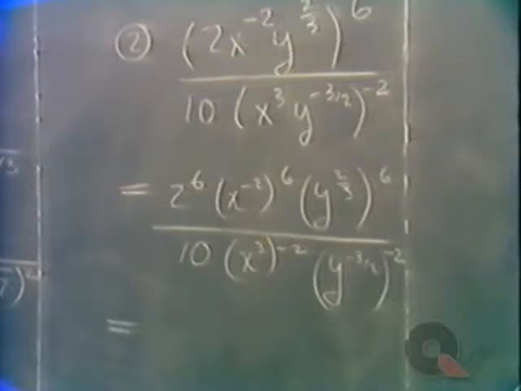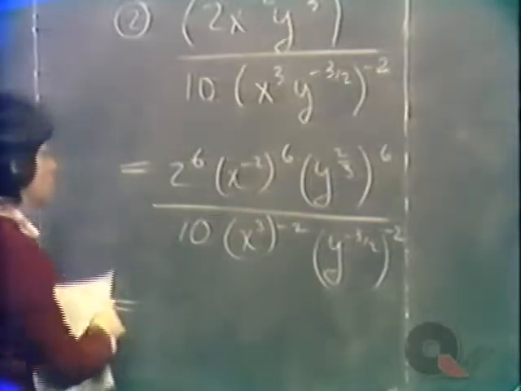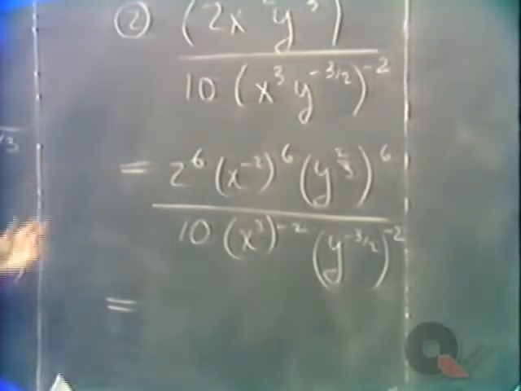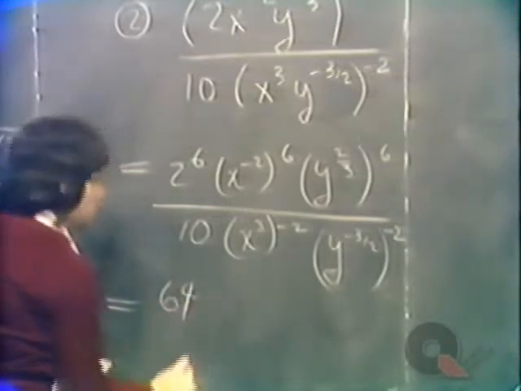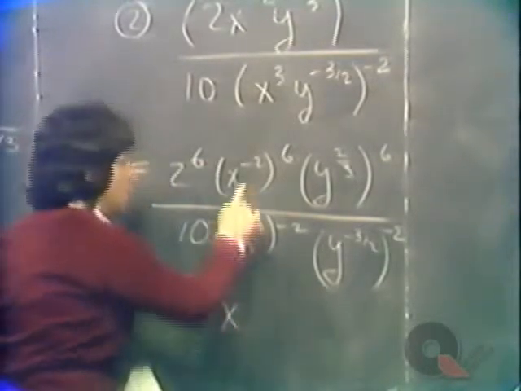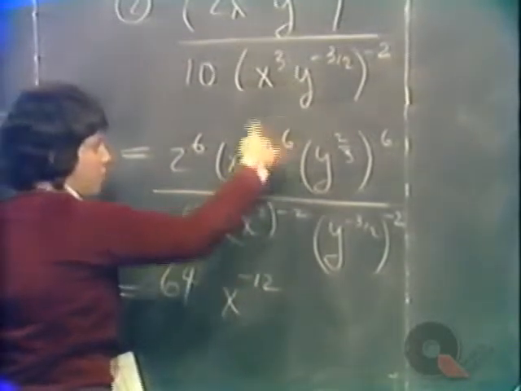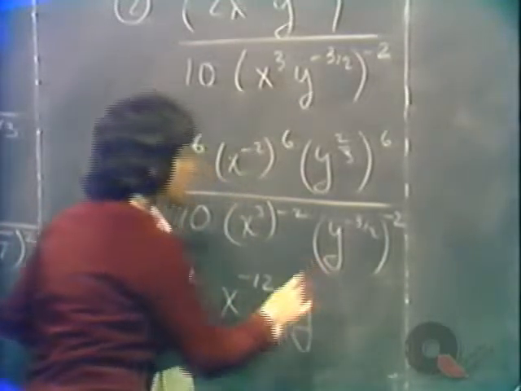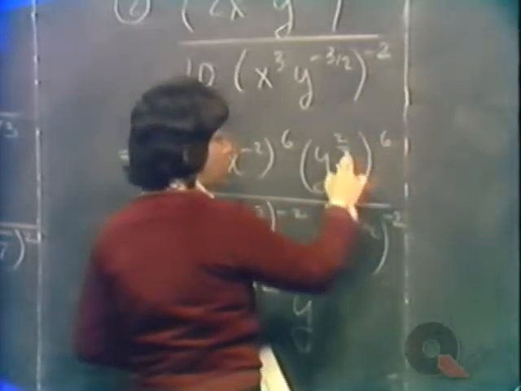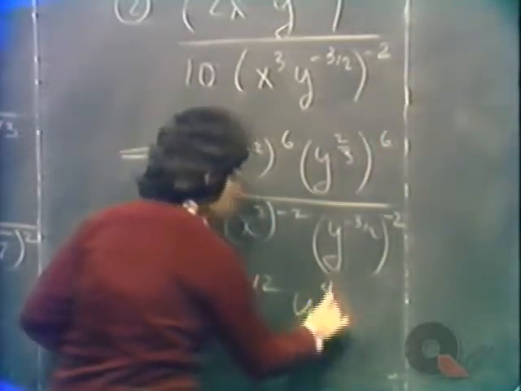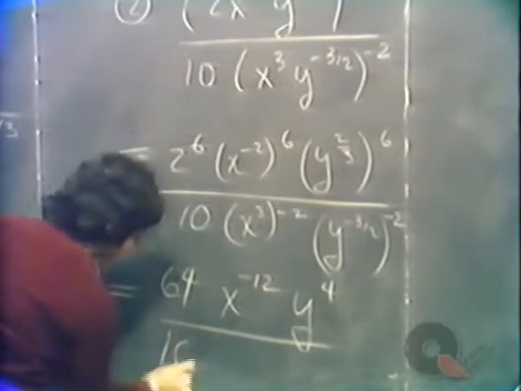Let's see what we have. 2 to the 6th. 2 times 2 times 2 and so on gives us 64. X to the minus 2 to the 6th power is x to the minus 12th power. You just multiply the powers. Y to the 2/3 power to the 6th power, you just do 2/3 times 6. 3 goes into 6 twice. This gives you y to the 4th. 12/3, that's 4. Over 10.